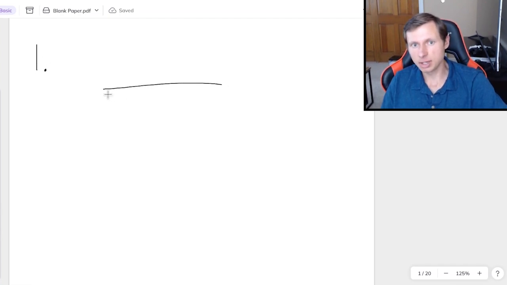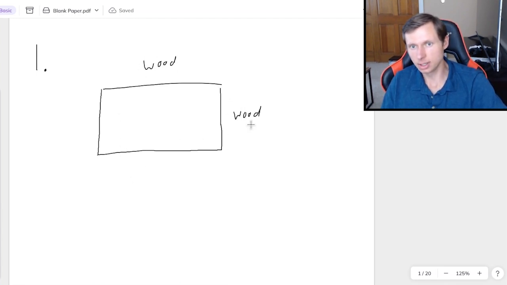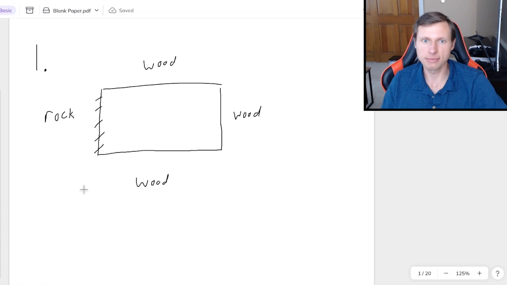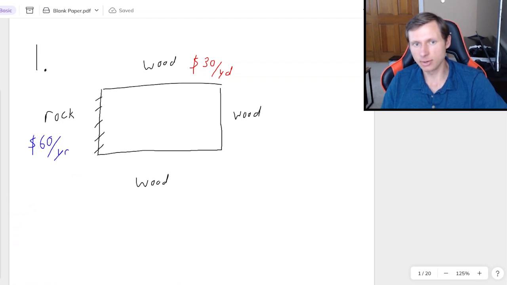Let's say I am going to build a rectangular fence here. Three sides of my fence are made of wood, a normal wooden fence. But this side right here, I want to be made of rocks, a nice rock fence. Looks very aesthetically pleasing. Now, the problem is wood is going to cost, let's say, $30 a yard for all three of these sides. But the rock side, let's say that's more expensive. It's $60 a yard. I've got to pay someone for the installation. There's a lot of mortar or whatever it's called that keeps the rocks together.